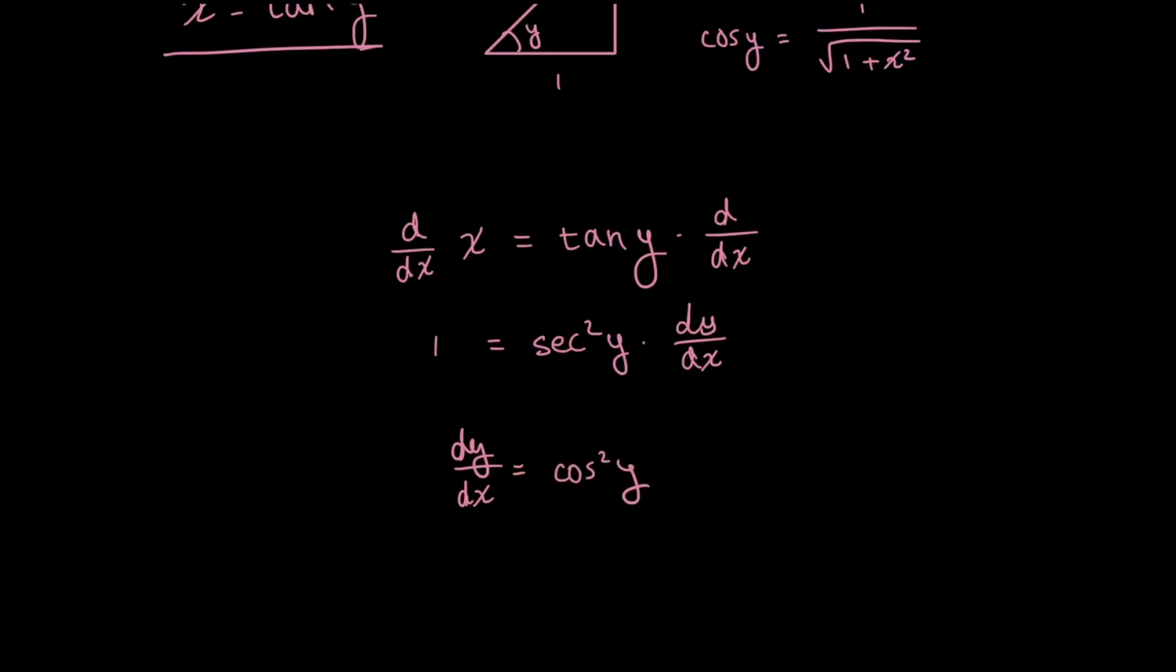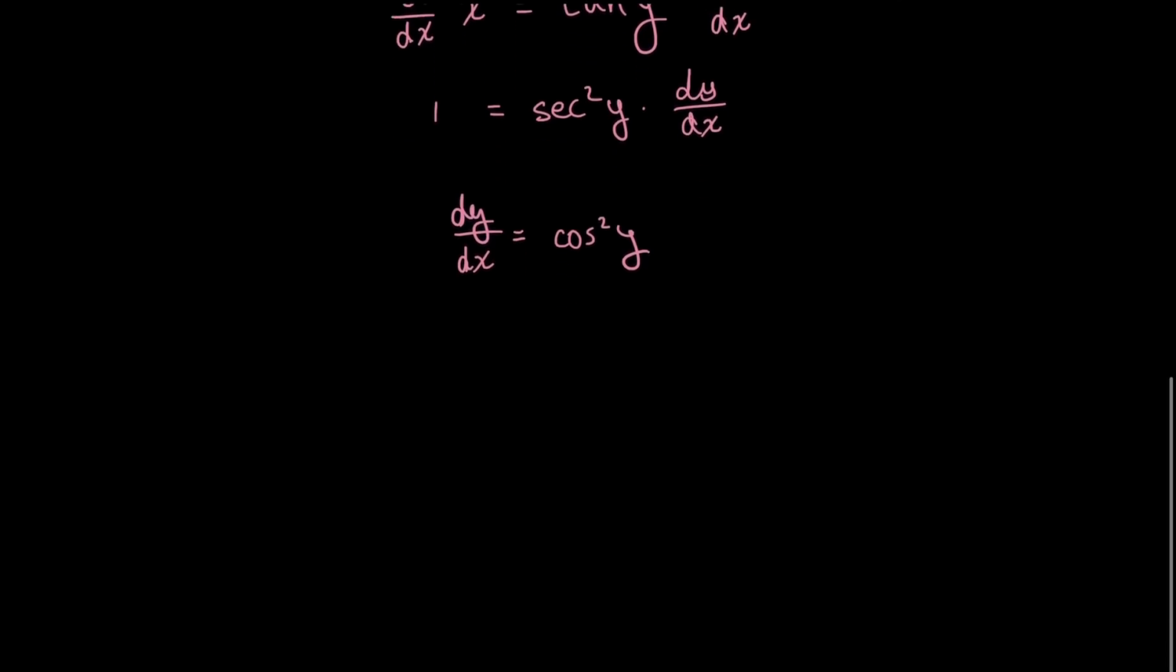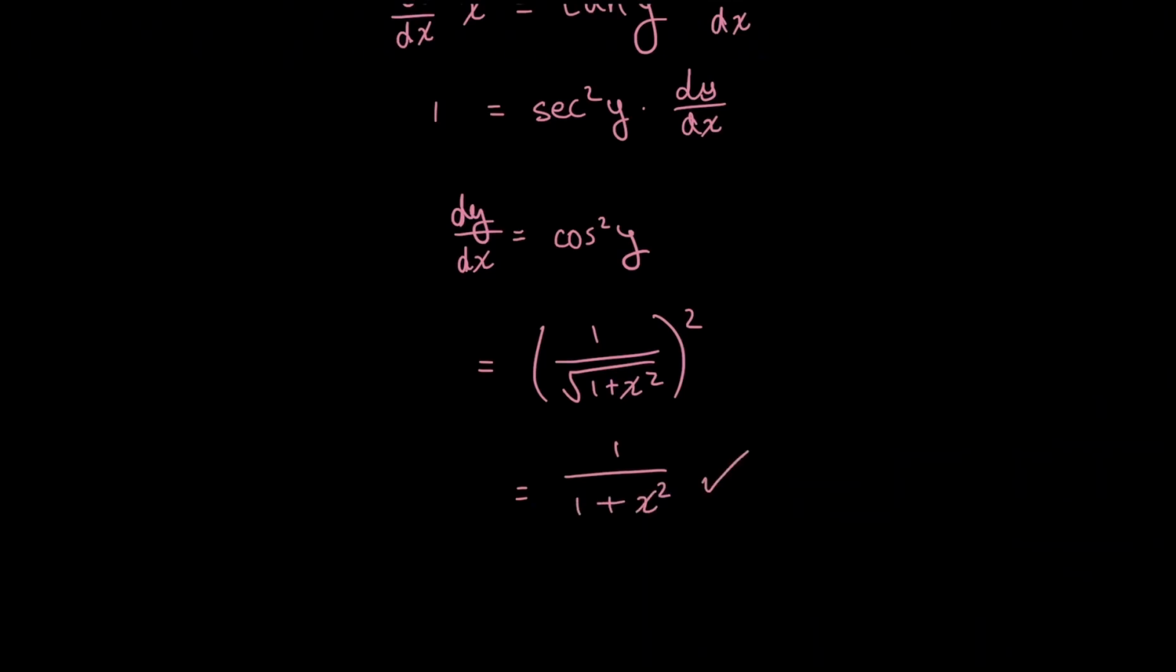Now remember how we collected information from our triangle here, that cosine y is equal to 1 over the square root of 1 plus x squared? Well, let's just rewrite this here. I have 1 over the square root of 1 plus x squared, all squared, is equal to 1 over 1 plus x squared. And this is correct.